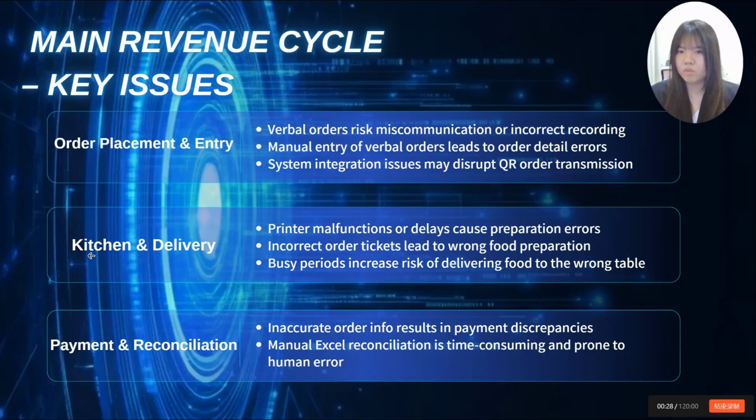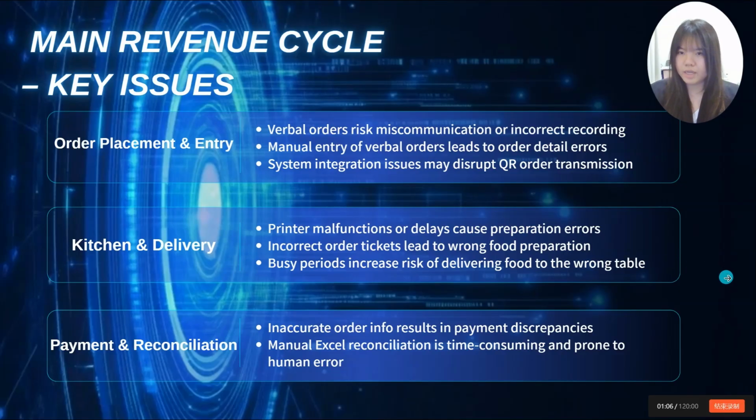Okay, let's move to the current workflow's key risks and issues. First, let's look at the key issues in our main revenue cycle workflow. We don't need to go through every step again. I will highlight the risks we found. For the order placement and entry, verbal orders are easy to misunderstand or record incorrectly. When servers manually enter this into the POS, it often leads to wrong order details, and system integration issues can sometimes stop QR orders from being sent to the POS correctly.